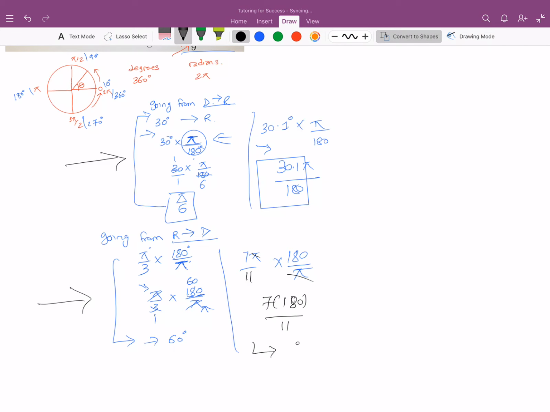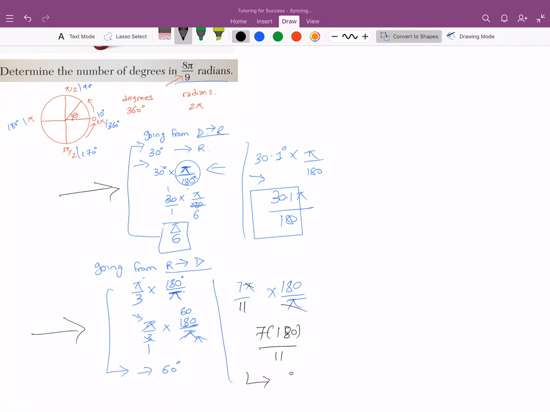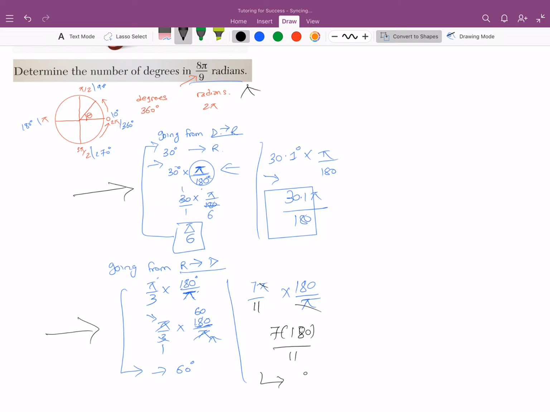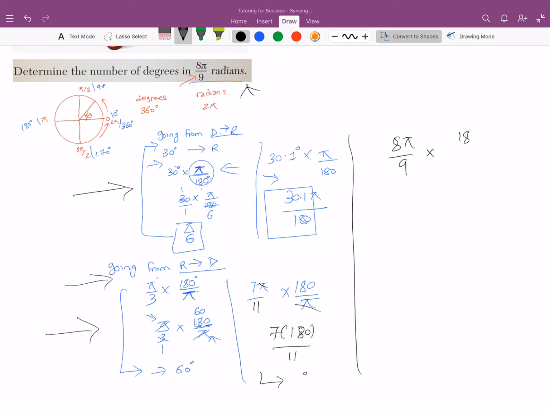Now that you're equipped with all these ideas, I think you can go ahead and solve this. So let's start. We have 8 pi over 9, and we need to convert it into degrees. Since we are going from radians to degrees, we're using 180 over pi. Just a quick check: I first wrote pi over 180, which was a mistake. It can happen anytime.